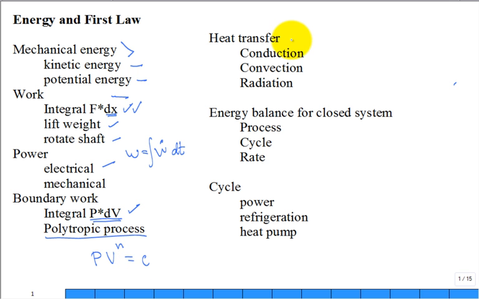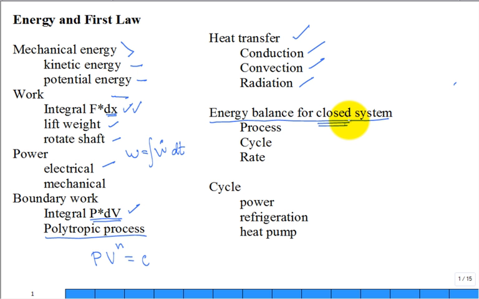Then we talked about 3 modes of heat transfer. Conduction, we had a rate equation for conduction. Is that on your equation sheet? The rate equation for convection, the rate equation for radiation, and how to use them in simple problems. And we really got to an energy balance for a closed system. All of this chapter is closed system. We really don't have any open system analysis.